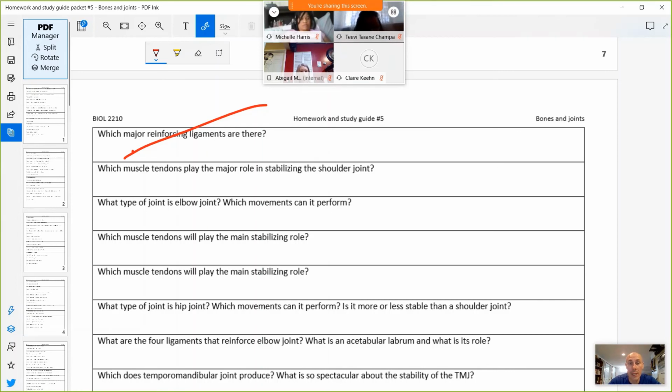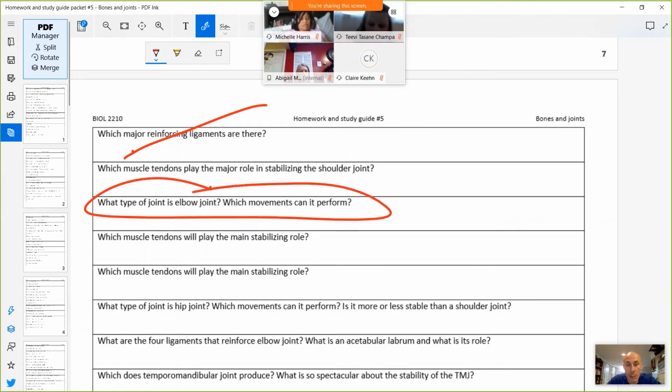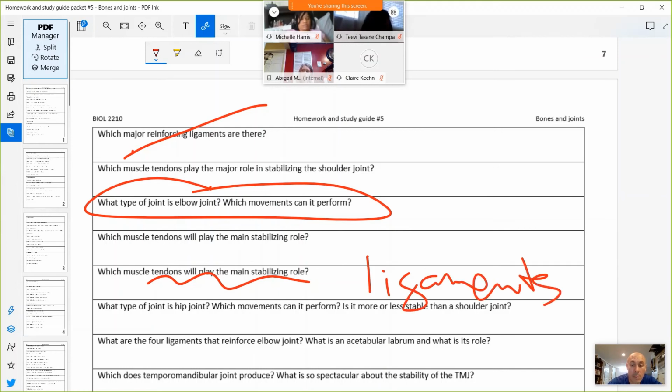Elbow joint, flexion and extension, it's a hinged joint, uniaxial. Muscle tendons, biceps and triceps. I don't know why it's 2 here. Probably I ask about ligaments. So ligaments: radial collateral, ulnar collateral, annular ligament.